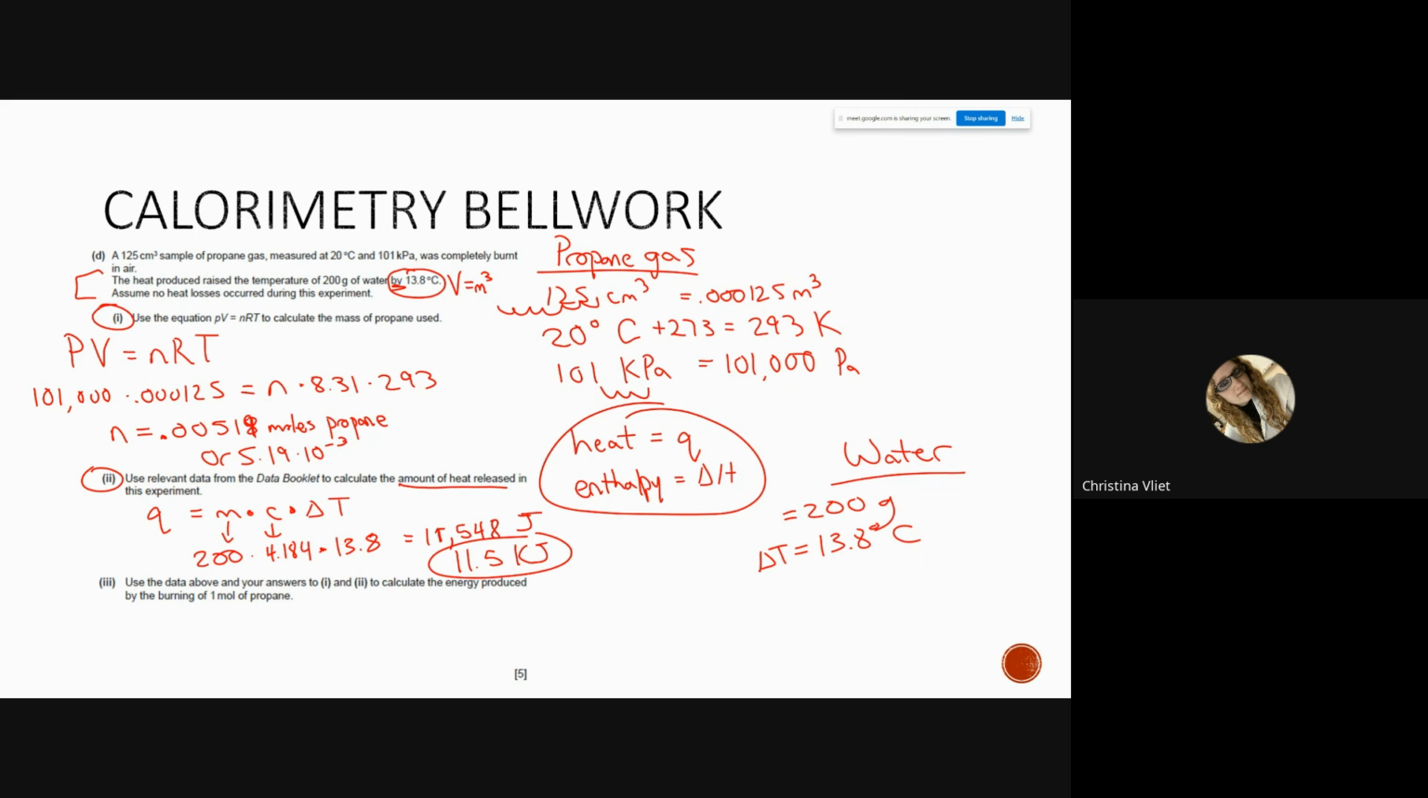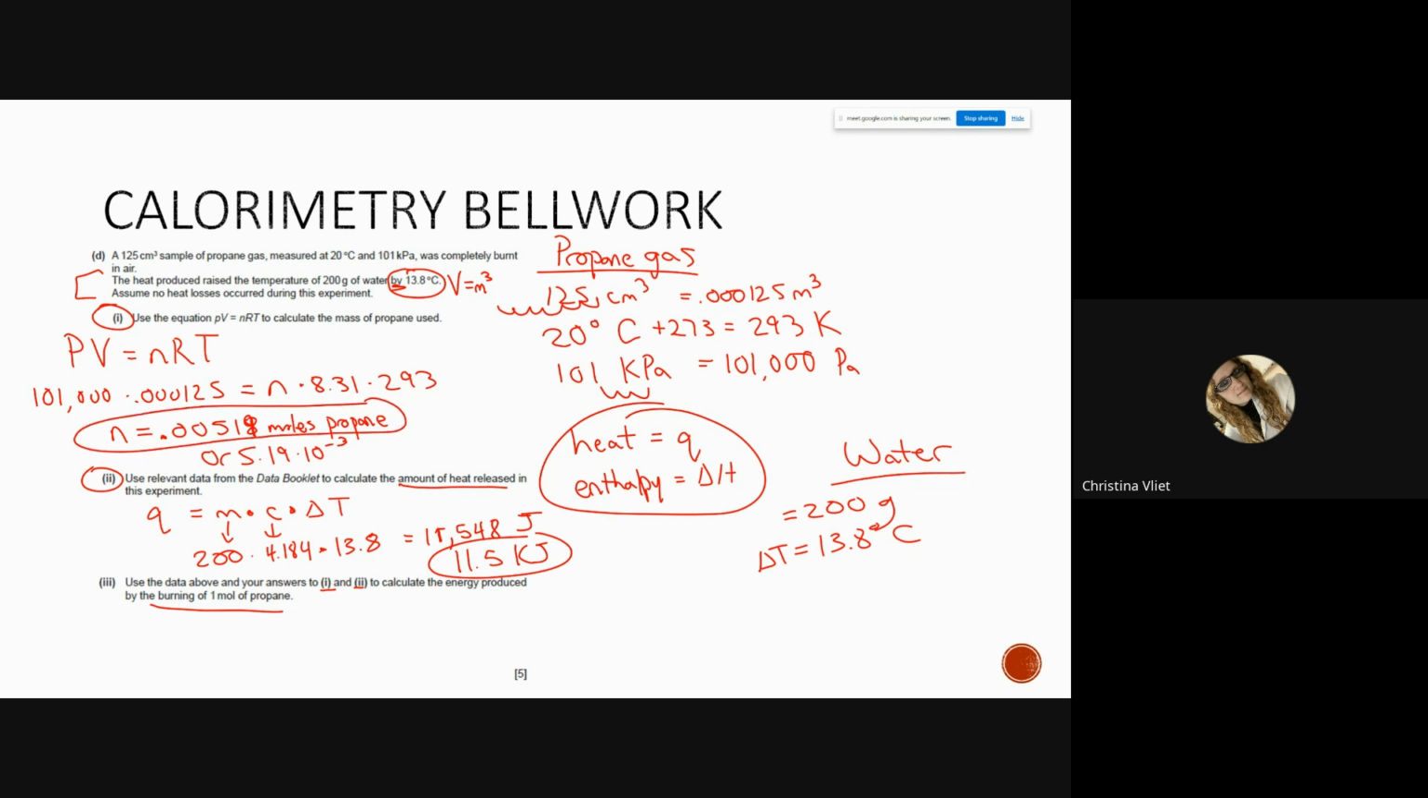Use the data above and your answers to 1 and 2 to calculate the energy produced burning 1 mole of propane. So pay careful attention. This is something new. We have the energy that was used to burn how much propane? How many moles of propane specifically? They said use your answers to 1 and 2 to calculate the energy produced by burning 1 mole. Don't we have that here? Yeah.